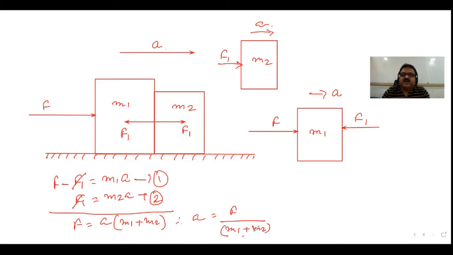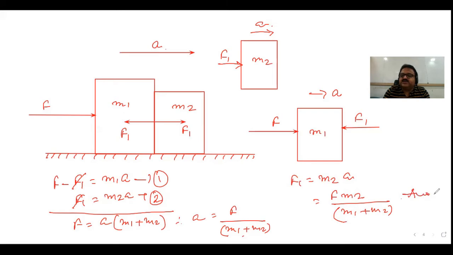This is number 1. Number 2, what we need to find out is the value of F1. F1 equal to M2A. With M2, what is A? F into M2 divided by (M1 plus M2).